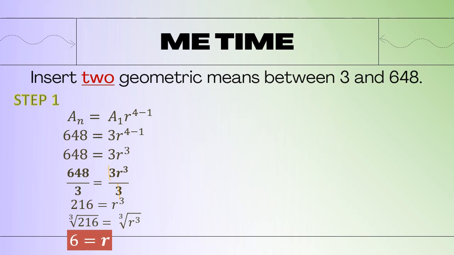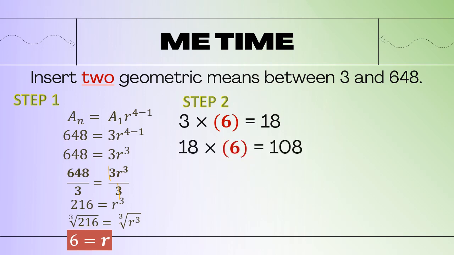So you are going to focus only on positive 6, because multiplying positive 6 with positive 6 and positive 6 will give positive 216. And so, since we do have our common ratio already, let us multiply with the preceding term, and that will be starting with 3. So 3 times the common ratio, positive 6, so we'll have 18. Next is 18 times the common ratio again, so that is 108.